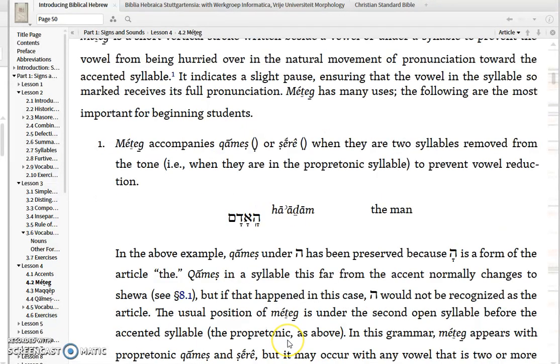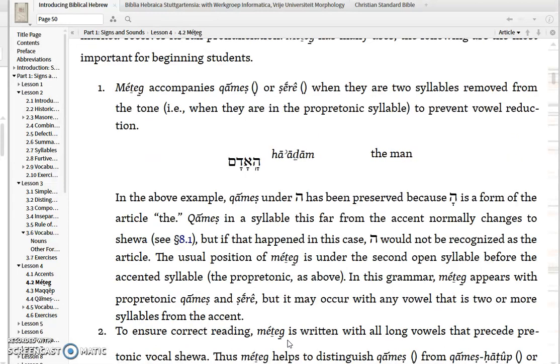In certain cases, especially with kamatz, it can be used to distinguish between a kamatz hatuf and a regular kamatz, the o-vowel kamatz and the regular kamatz. So if you put it under a kamatz, that's a way of saying pronounce that as an a vowel rather than as an o vowel.